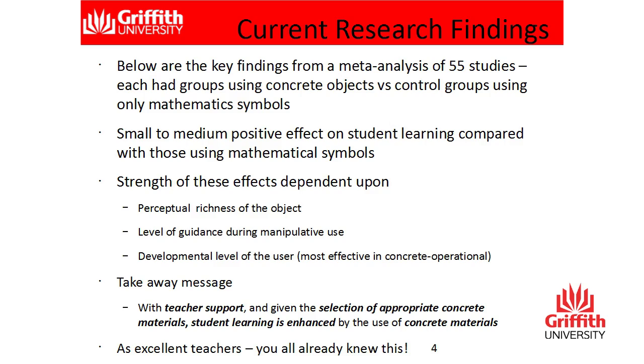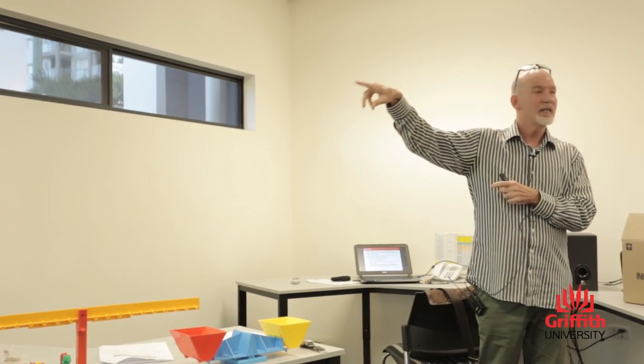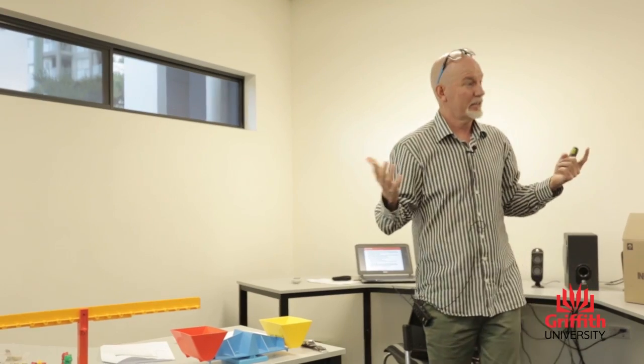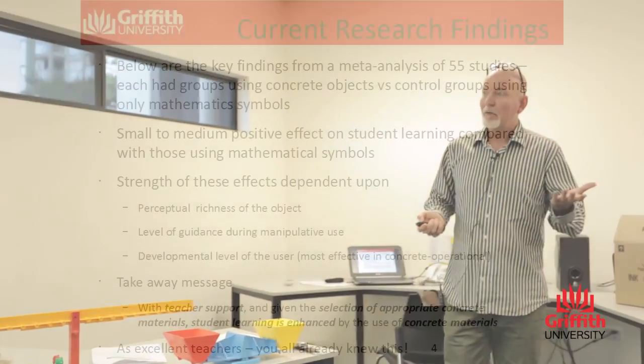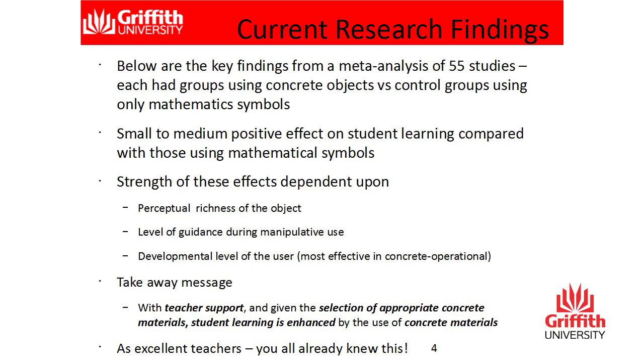So if we think back to Piaget: pre-operational, F to year 1; concrete operational, year 2 to year 6; formal, year 7 on. The strongest effect was in that concrete operational. So that's good news for us. That's the age of kids that we're dealing with. The takeaway message from the literature: with your support and appropriate materials, student learning is enhanced. All right, so we've confirmed what we thought we knew.